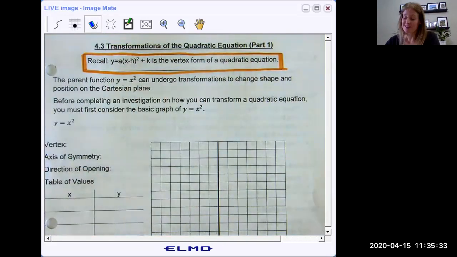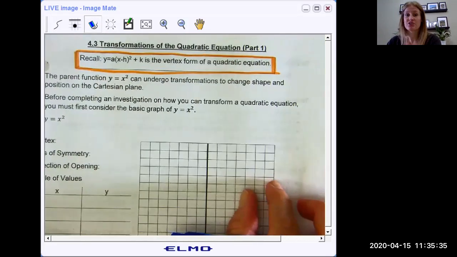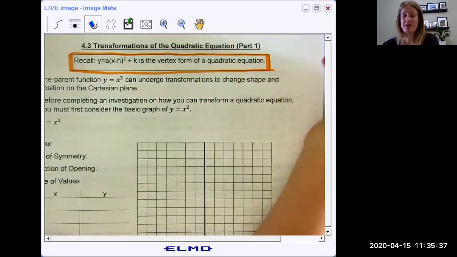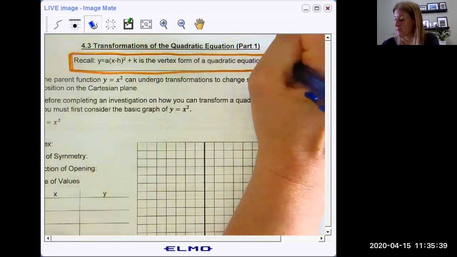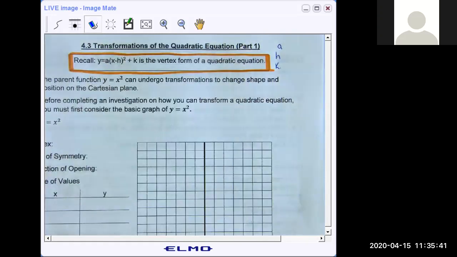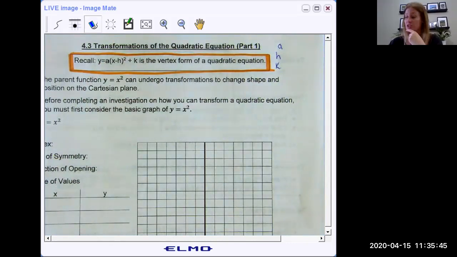And I'm going to just ask out loud, and you guys are going to answer to yourselves. Maybe you're at a dining room table, maybe you're alone in a bedroom, but you're going to tell me what a, h, and k represent in our vertex form equation.